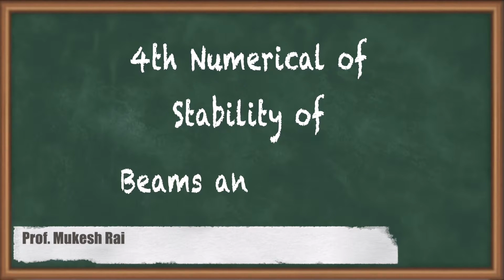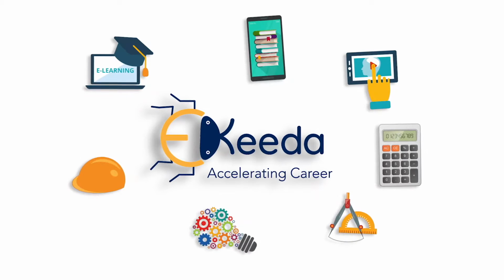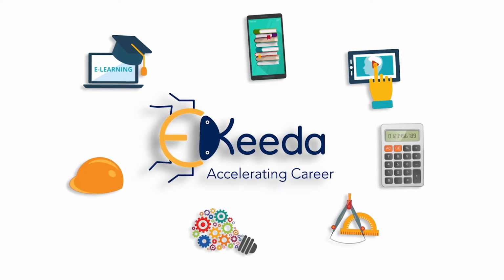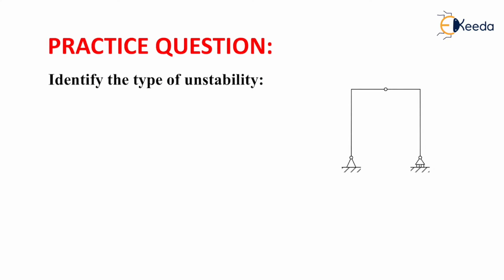Hello students, today we are going to discuss the fourth numerical of stability of beams and frames. Now the question is written as: identify the type of instability of the figure shown here.